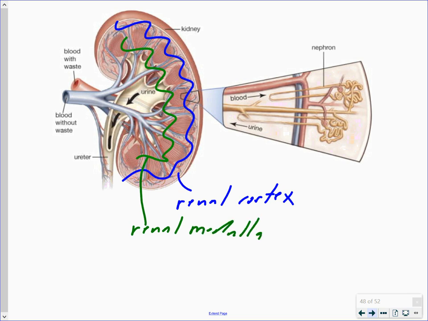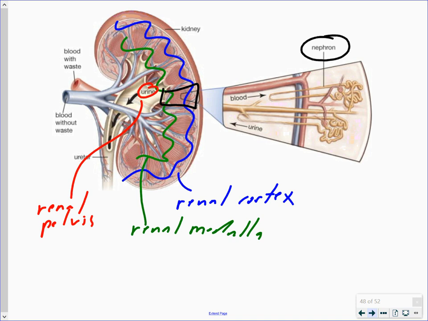And then right in the center, eventually where the urine is going to collect, this is referred to as the renal pelvis. So these are all, for the most part, macroscopic structures, macroscopic regions of the kidney. But then we're taking a look at a pie wedge shape going through the cortex and into the renal medulla as well. And what we can see now at this enlarged picture on the right-hand side is the functional unit of the kidneys.